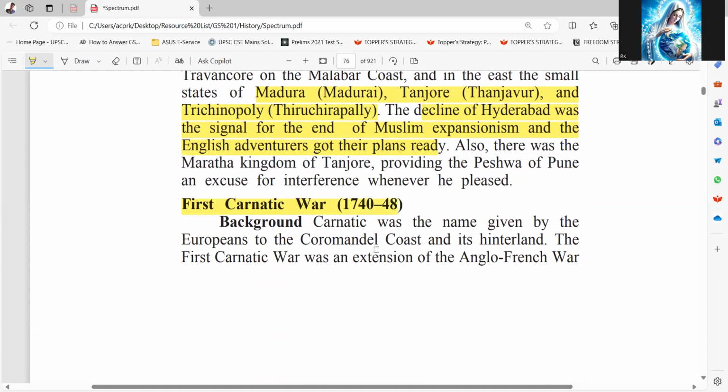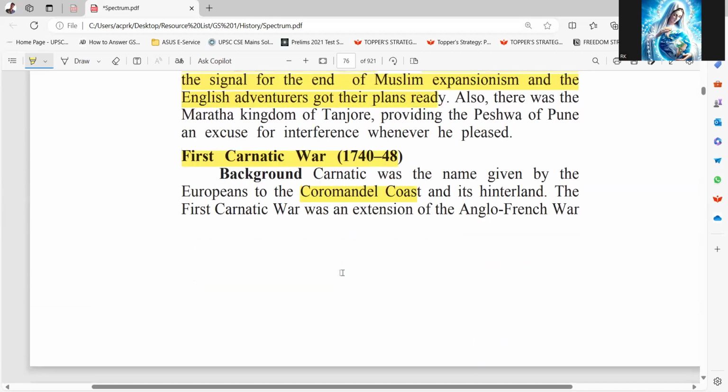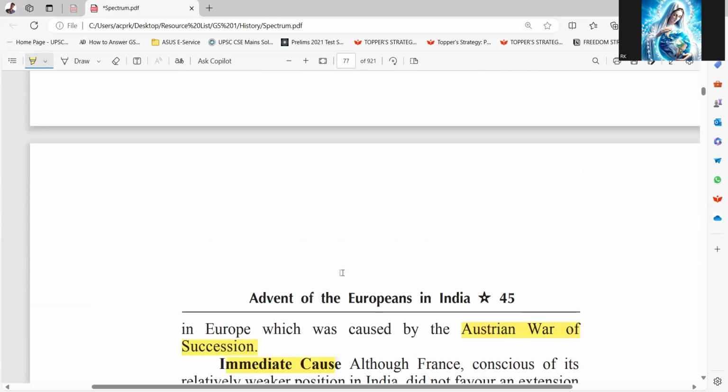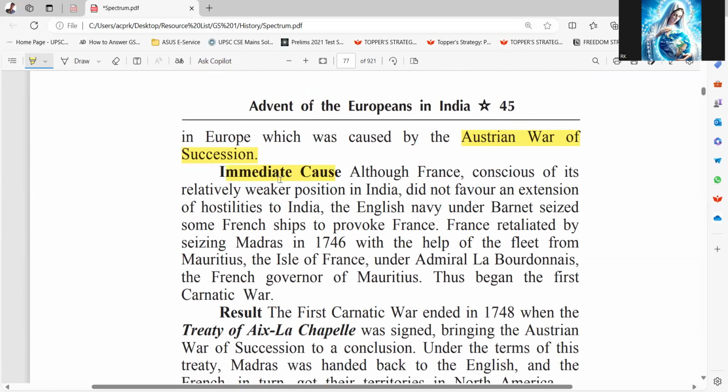Background: Carnatic was the name given by the Europeans to the Coromandel Coast and its hinterland. The First Carnatic War was an extension of the Anglo-French War in Europe, which was caused by the Austrian War of Succession. Immediate cause: what was the immediate cause for the First Carnatic War, which happened in 1740 to 48? Let's look into it.